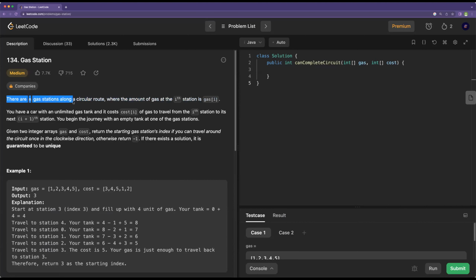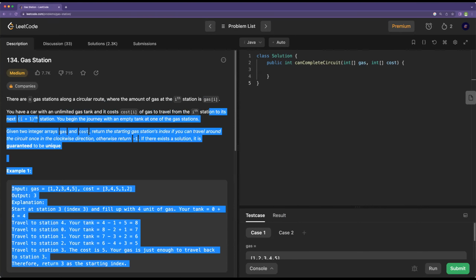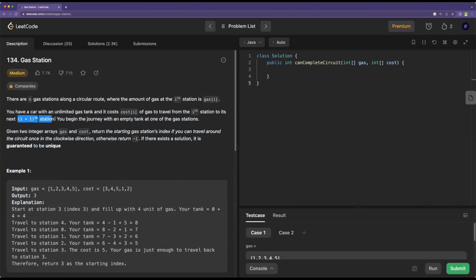Given there are n gas stations along a circular route where the amount of gas at the ith gas station is gas of i. You have a car with an unlimited gas tank and it costs cost of i of gas to travel from the ith gas station to its next gas station, the i plus 1th station. You begin the journey with an empty tank at one of the gas stations.